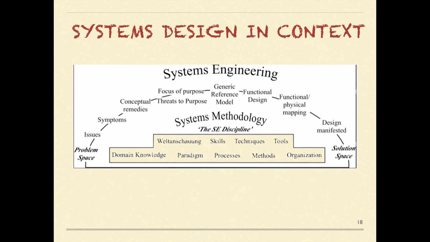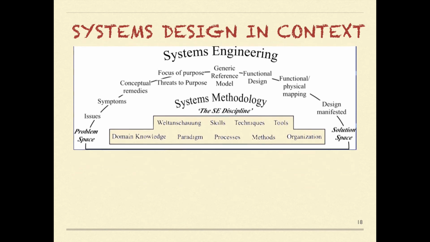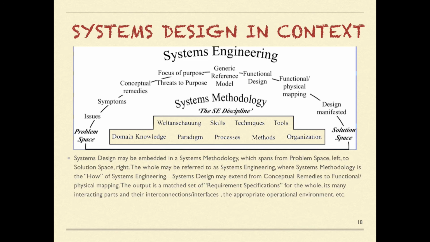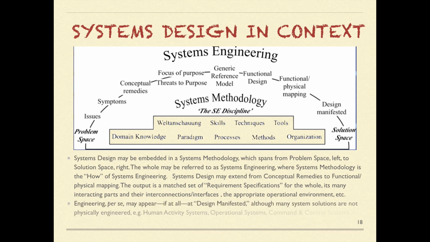System design in context. System design may be embedded in a systems methodology, which spans from problem space left to solution space right. The whole may be referred to as systems engineering, where systems methodology is the how of systems engineering. System design may extend from conceptual remedies to functional physical mapping. The output is a matched set of requirement specifications for the whole, its many interacting parts and their interconnections and interfaces.